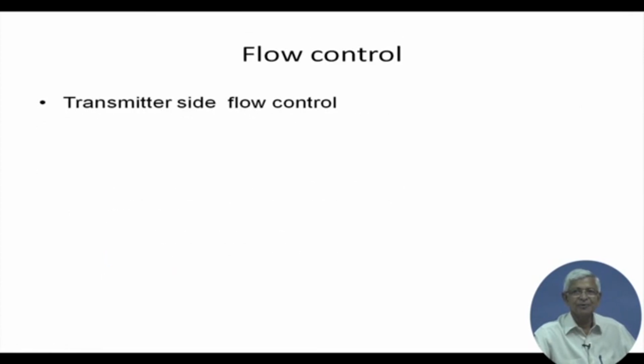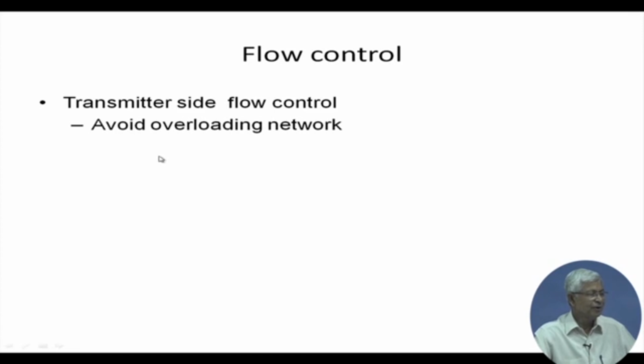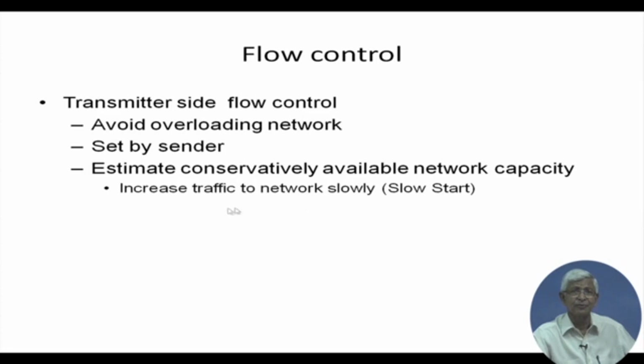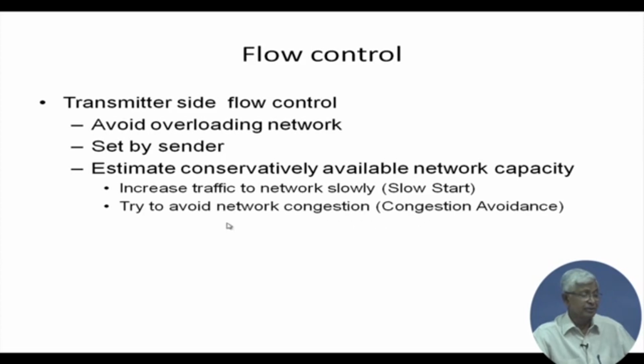And the transmitter side flow control, let us see. It avoids overloading the network. The network capacity it has to understand, but it is the transmitter, how will it understand? So, it will go slowly. It is set by the sender, and it estimates conservatively to avoid network capacity overflow. That is, increase traffic slowly, which is named slow start, and then avoid network congestion, which is called congestion avoidance. Two different phases it will go through. It goes slowly and then tries to avoid the congestion.